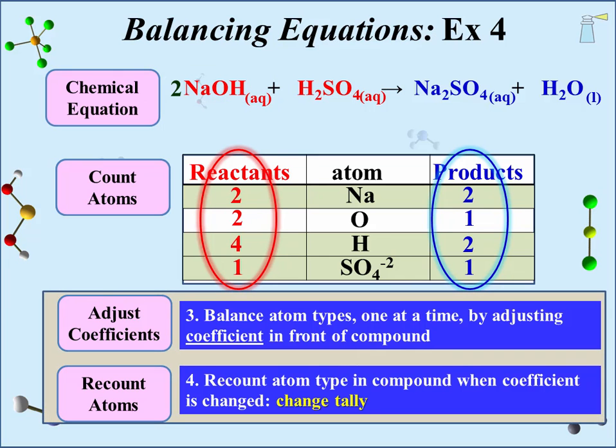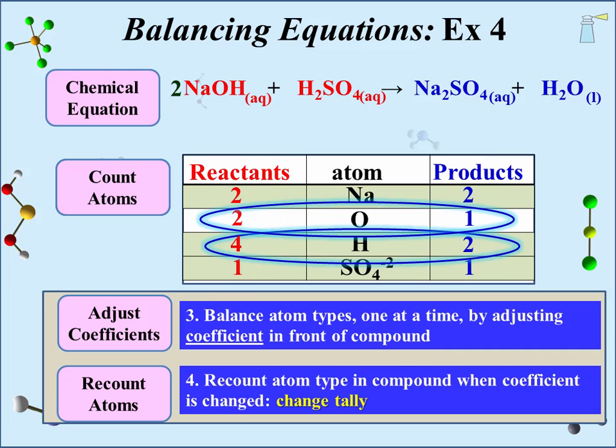The atom types that need balancing are the oxygen and hydrogen. A look at the tallies shows the reactant side to have more of each of these atom types than the product side. Therefore, a compound on the product side needs to have a coefficient increased. We can focus on balancing either the oxygen or hydrogen because the balancing is going to go through water. Let's look at oxygen. What coefficient on water, when multiplied by the implied subscript of 1 on the oxygen, gives a value of 2?